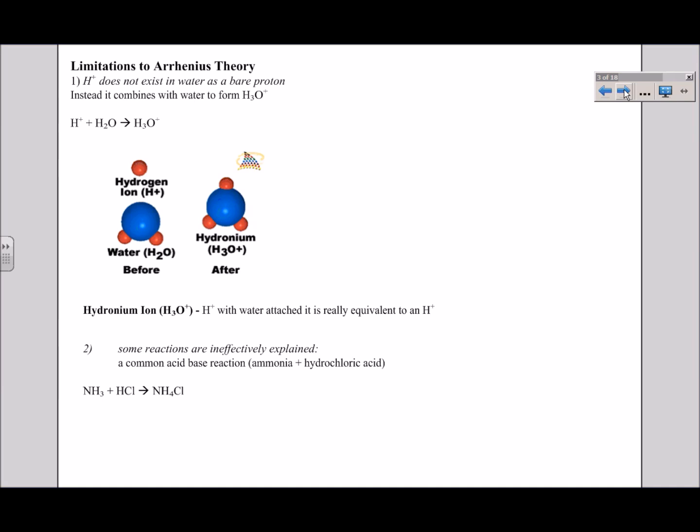Now, although this definition is really useful, it does have its limitations. And there are 2 main limitations. One limitation is quite theoretical, and it lies in the fact that H plus does not really exist in water as a bare proton. Let's take a moment first and address the fact that we're referring to this as a proton.